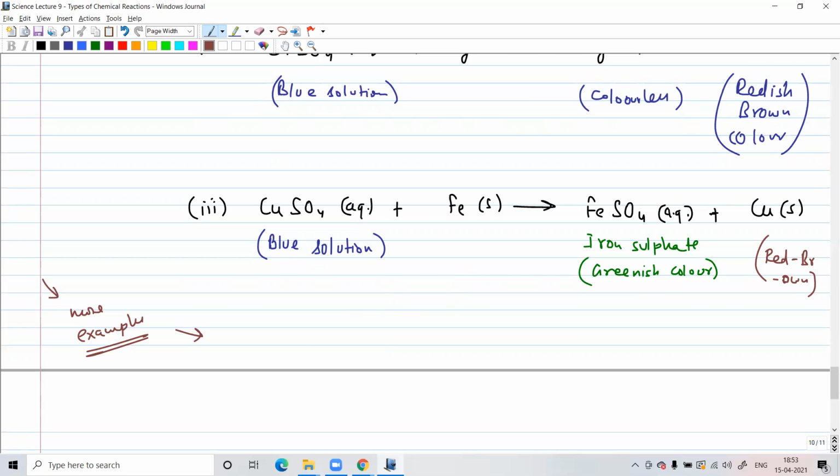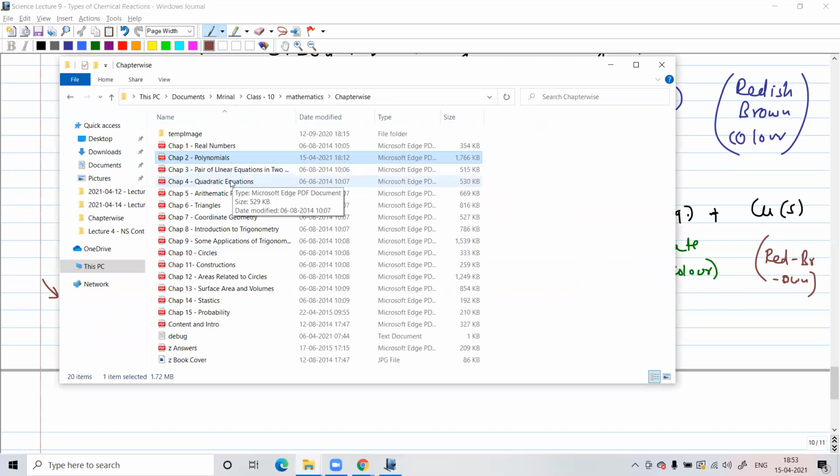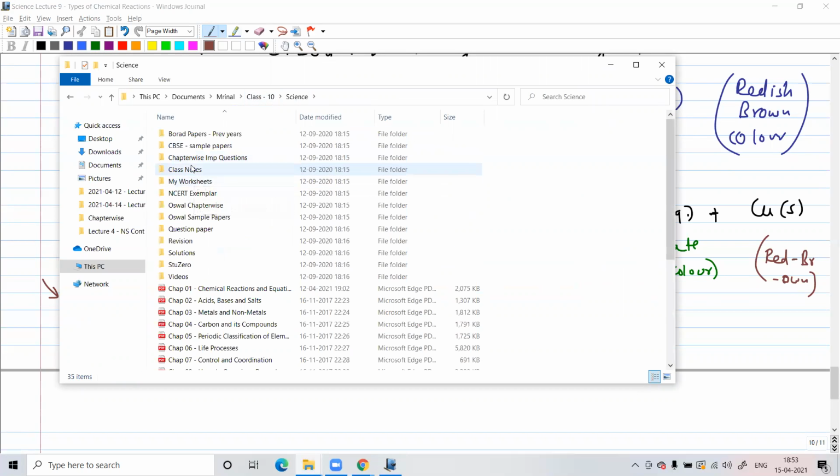This is just extra information which I told you: whenever we are going through a displacement reaction, the more reactive element will displace the less reactive. The exact order of reactivity of those elements, we will see in later chapters, specifically in the third chapter of chemistry, metals and non-metals. I don't want to bring that over here right now. But if you are interested, you can go to the metals and non-metals chapter. The order of reactivity of those elements is mentioned there.